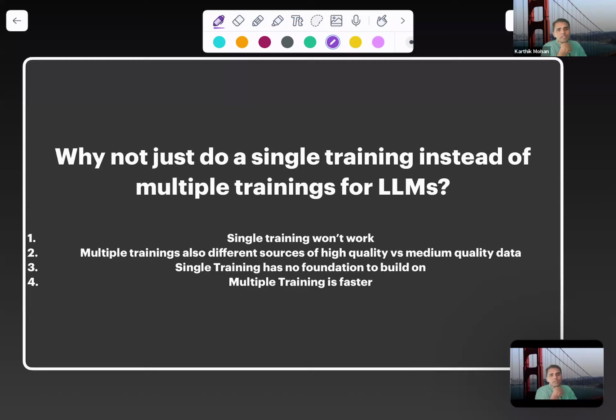But multiple training doesn't have to be faster. It can actually be slower than if you just do a single one-pass training of an LLM, right? So one, two, and three are definitely more probable answers here in this case.